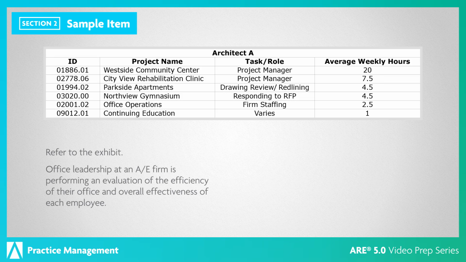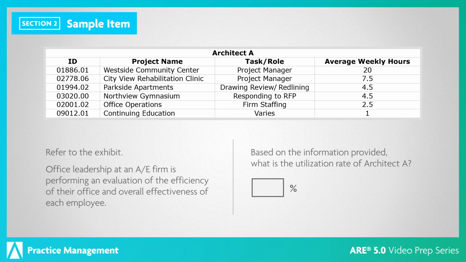Office leadership at an AE firm is performing an evaluation of the efficiency of their office and overall effectiveness of each employee. Based on the information provided, what is the utilization rate of Architect A? The correct answer is 80. According to the Architect's Guide to Small Firm Management and the Architect's Handbook of Professional Practice, utilization rate is a measure of the effective use of labor and is calculated by dividing an employee's direct labor by their total labor.